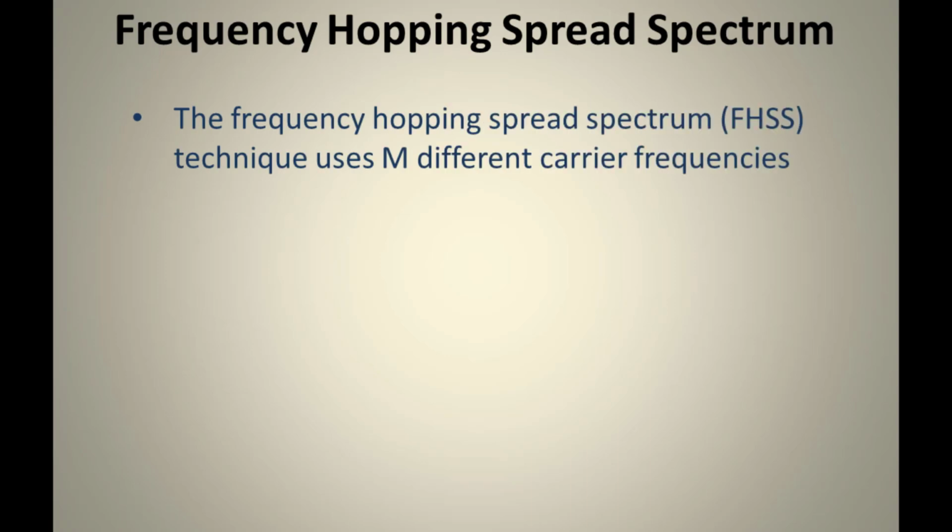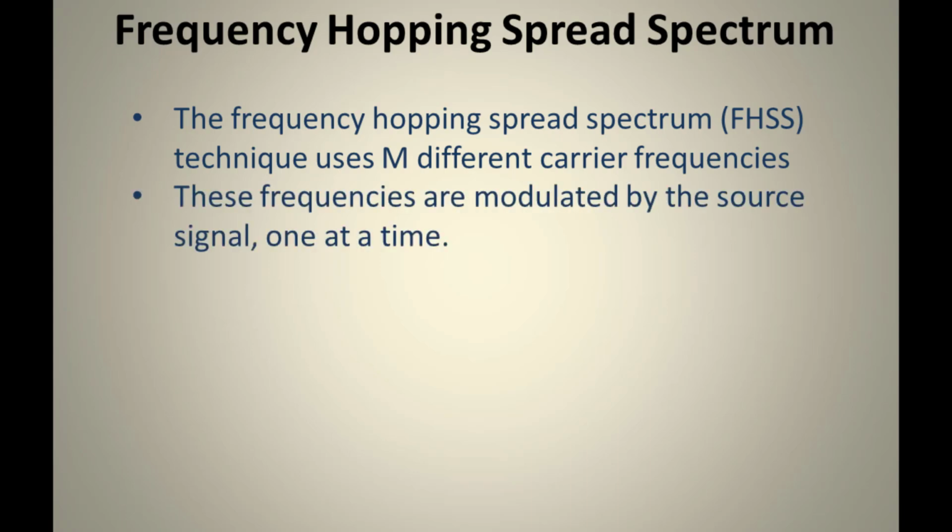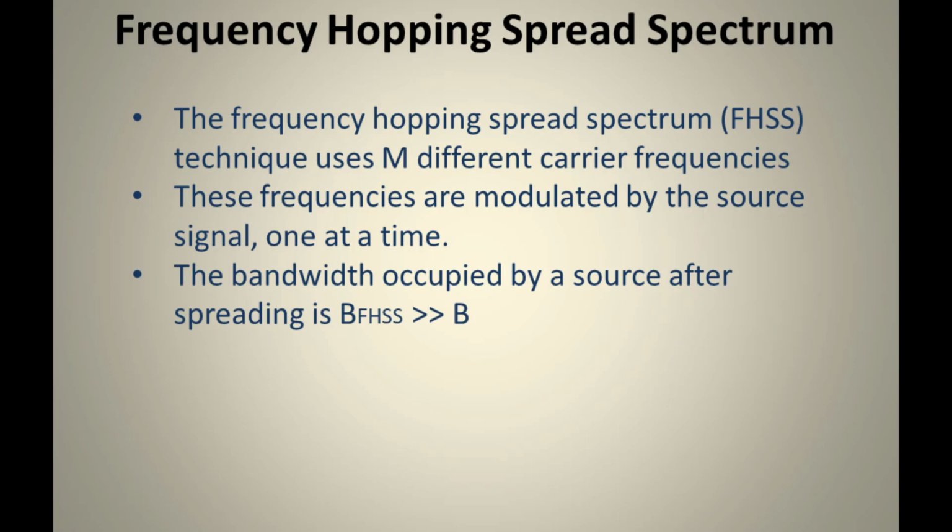In frequency hopping spread spectrum, it uses a technique in which m different carrier frequencies are used. These frequencies are modulated by a source signal one at a time. Because of this, the bandwidth occupied by the source after spreading becomes very large. On the right side, B is the bandwidth of the signal, and BFHSS is the bandwidth of the signal which we get as the output, the spread signal.